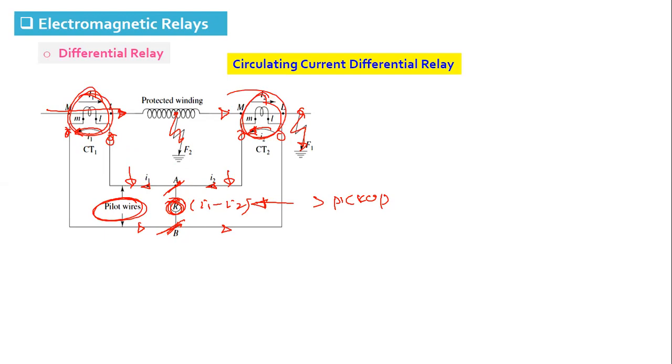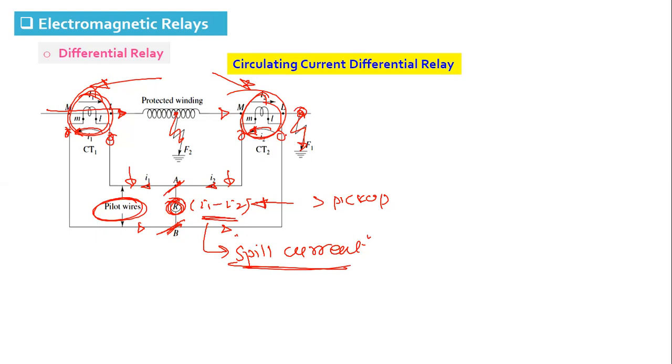But what is the drawback with this relay? Generally both CTs, even if you take them from the same manufacturer, may not have identical characteristics, and that is why some current will flow through the relay coil due to CT error. That current is known as the spill current. It is the small current that passes through the relay coil under normal condition due to CT error or non-identical CT characteristics.